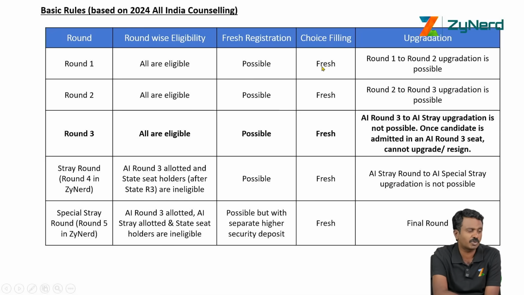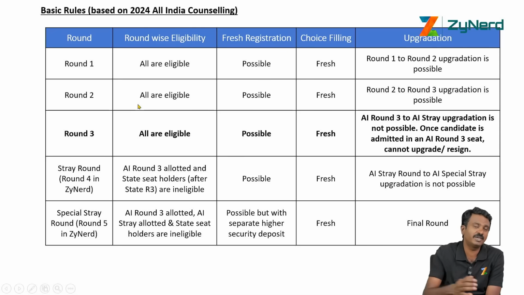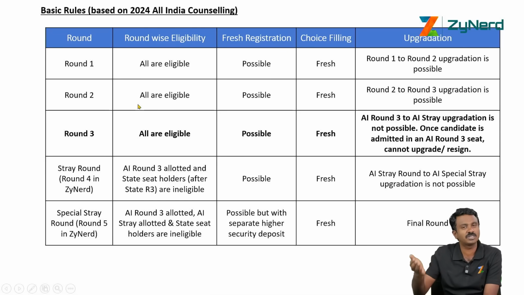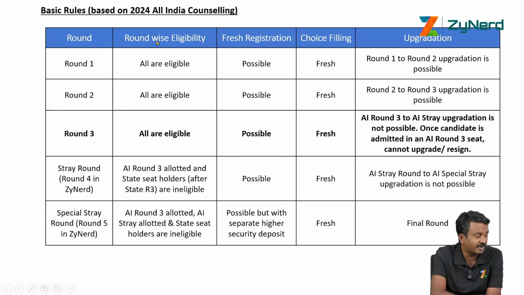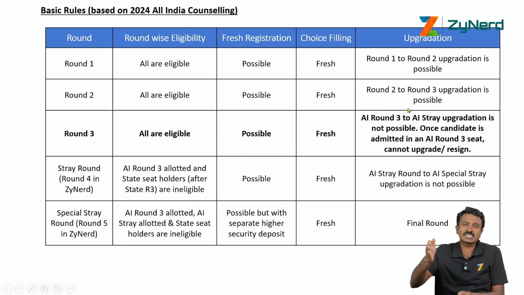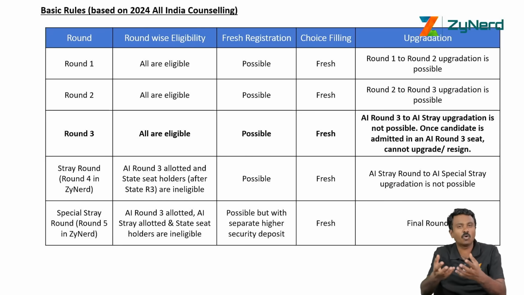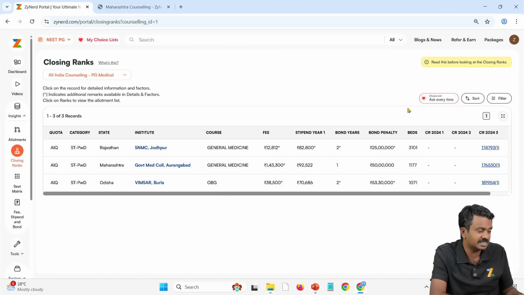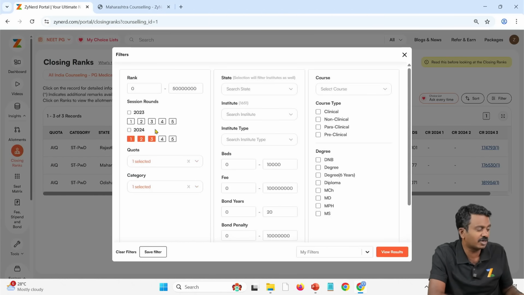Fresh registration was possible and every candidate was eligible. Even if you are holding a round 1 seat, or a round 2 seat of a state, etc., everybody was eligible, with fresh choice filling in all the rounds. Round 1 to round 2 upgradation is possible. Round 2 to round 3 upgradation is possible. Therefore, the maximum you can go is till round 3 while holding a seat. So always start your filter on this.